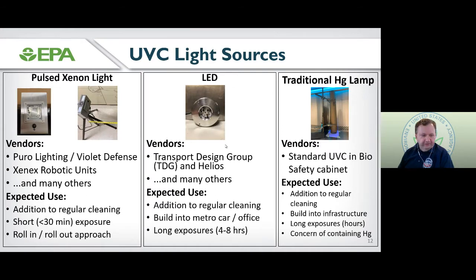So we identified 3 light sources. The first 2 light sources were identified through collaboration with stakeholders like Los Angeles Metro. They were interested in implementing UVC technology into their metro cars. We recognized that New York City had the same kind of interest as well. You saw on one of the first slides a picture of a demo where we used the pulse xenon light source that we tested in our facility as well.